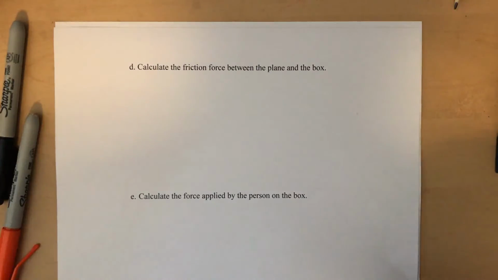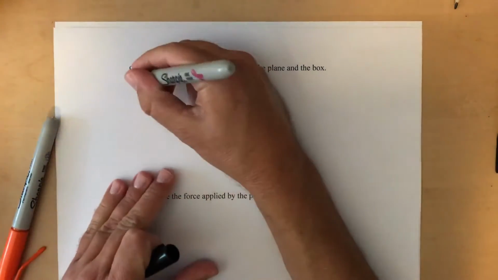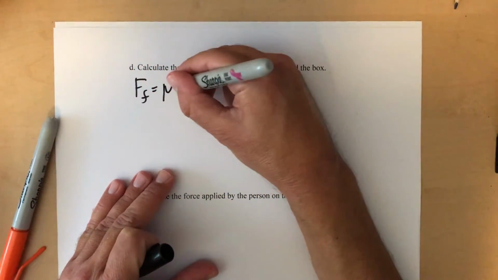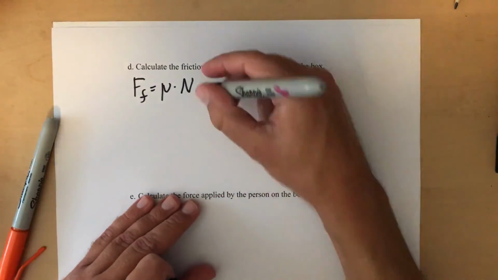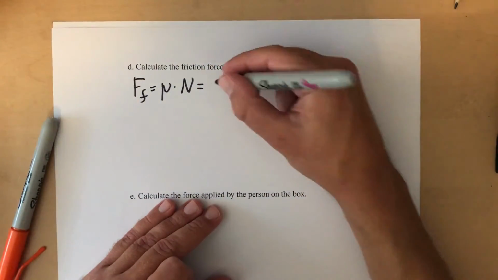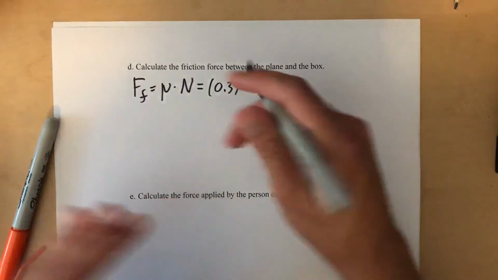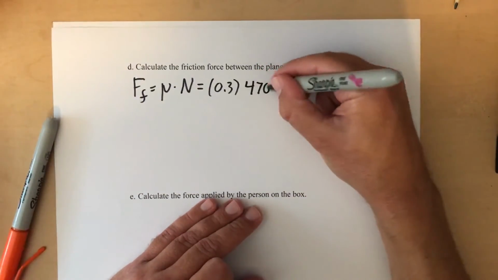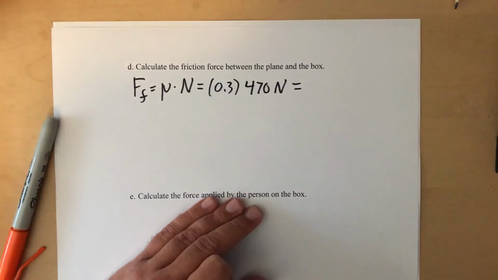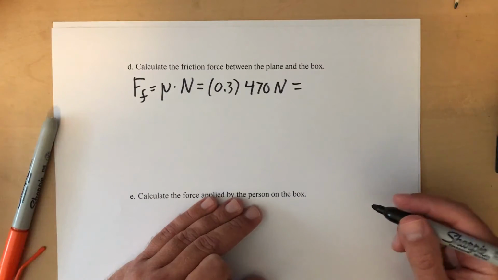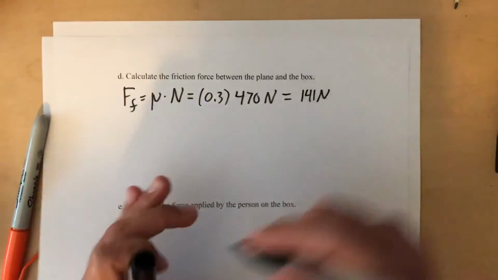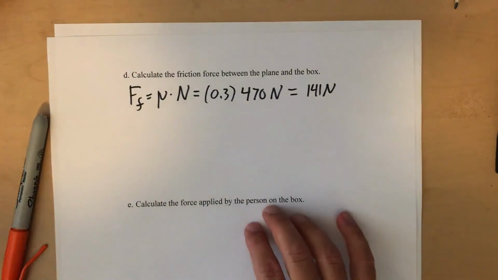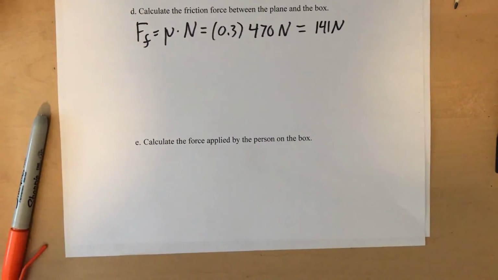They say calculate the force of friction between the plane and the box. So in this case, we know that the force of friction is always equal to mu times normal force. Well, hey, they gave us mu. They said that mu was 0.3. And we already found the normal force in a previous problem. It's 470 newtons. So if we simply multiply those two together, then we can get our force of friction, which is about 141 newtons there.